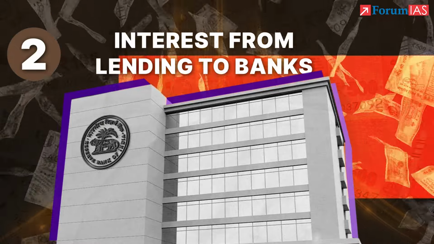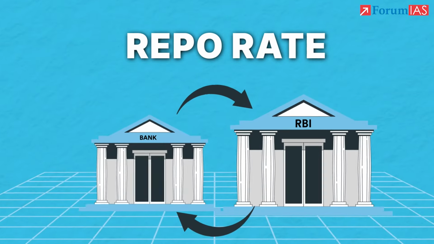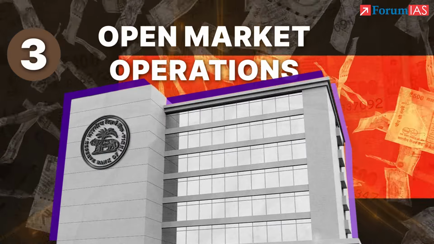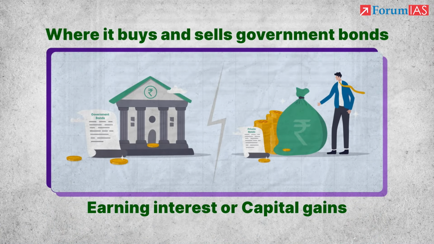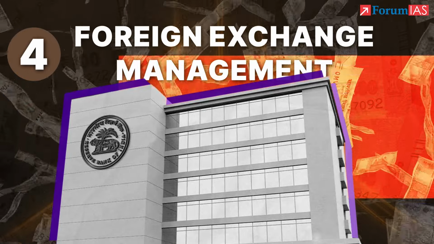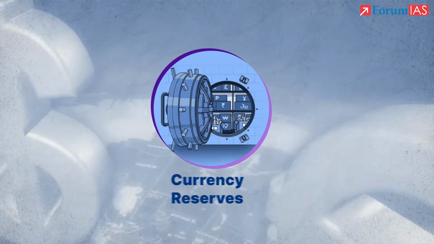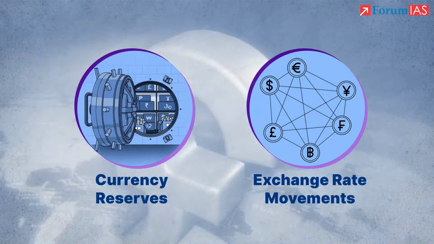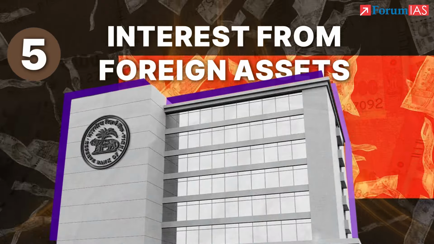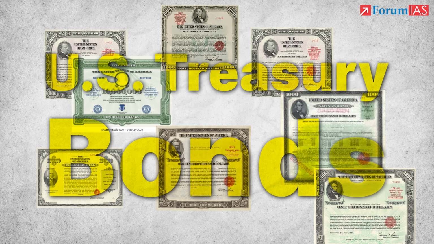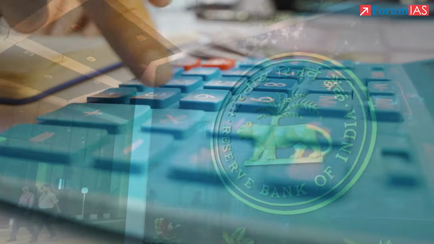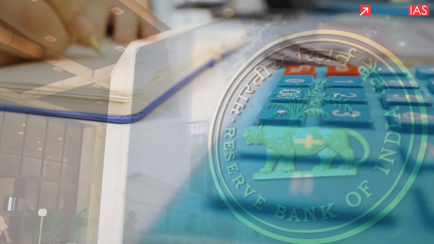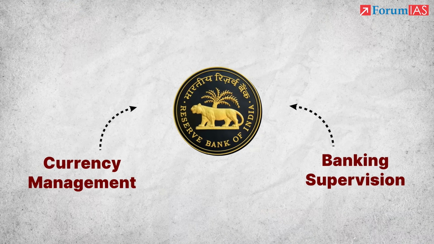Second, interest from lending to banks through instruments like the repo rate. Third, open market operations, where it buys and sells government bonds, earning interest or capital gains. Fourth, foreign exchange management, including gains from managing currency reserves and exchange rate movements. Fifth, interest from foreign assets, such as investments in US Treasury bonds. Sixth, commission on managing government debt, since the RBI handles borrowings on behalf of the government. And finally, it earns fees from services like currency management and banking supervision.